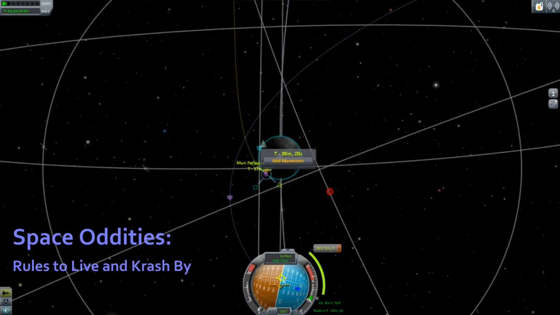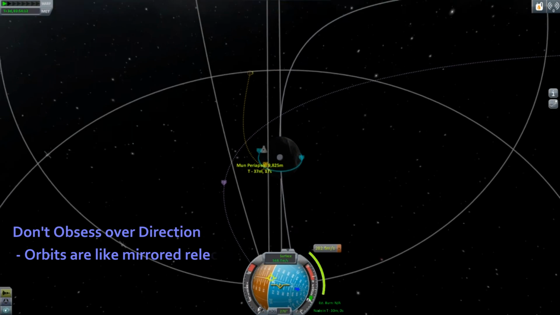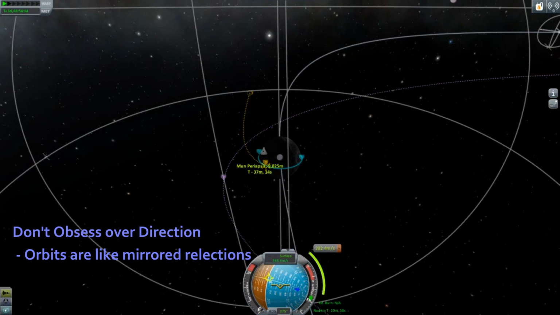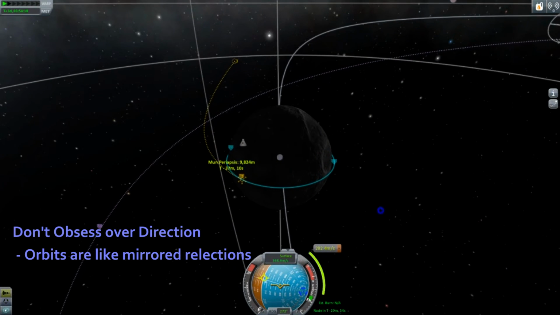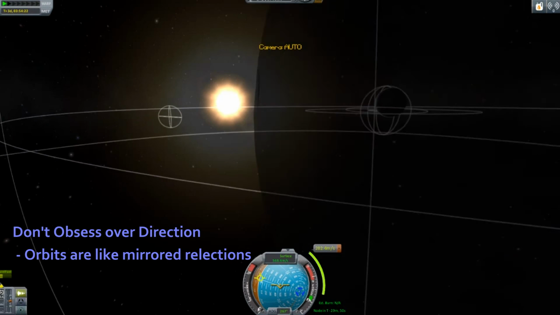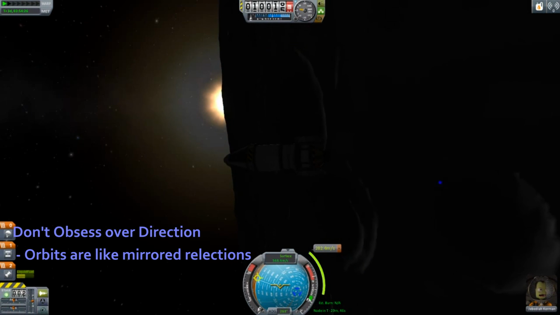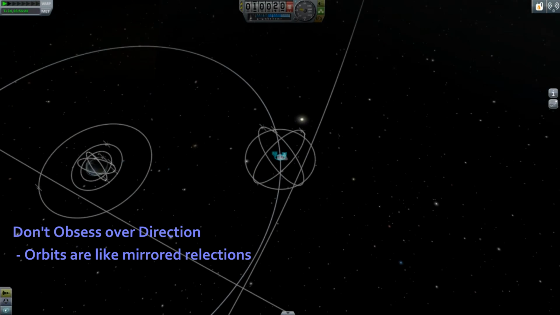This is a good time to bring up space oddities, rules to live and crash by. Don't obsess about the orbit direction. Orbits are symmetrical and reversible, so no matter if your spacecraft is going prograde or retrograde, it'll probably still be able to manage the mission you've set for it. The only exceptions will be if you need to be going a certain direction to, say, RV with a space station or another satellite, in which case it pays to be going in the same direction as your target.